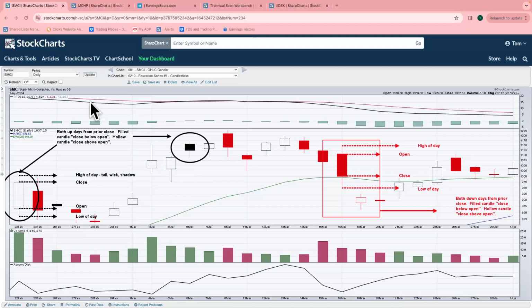The first chart I have up here is SMCI, and I picked SMCI Super Micro because it's been a very volatile stock. This goes back roughly a month and a half, maybe a little less, but it has all kinds of different candlesticks on here. So I wanted to be able to point out and show you different candles and how I interpret them and what they mean. I thought this would be a great chart to take a look at.